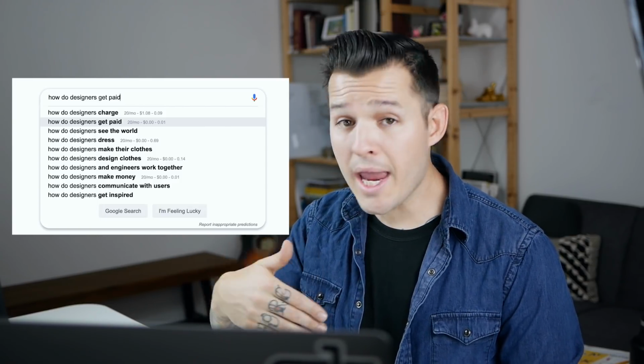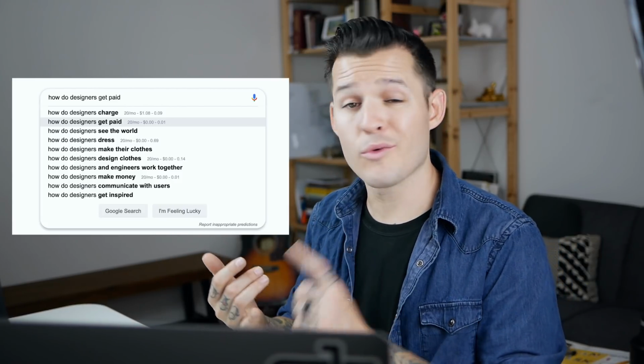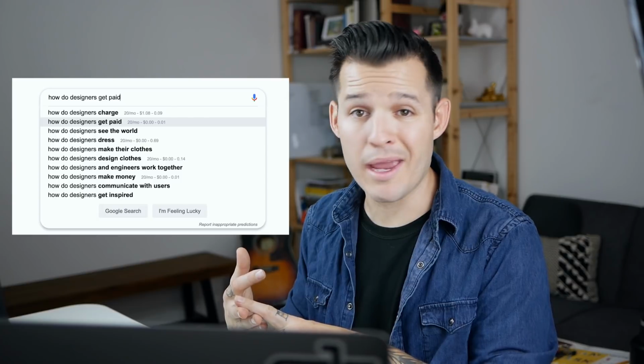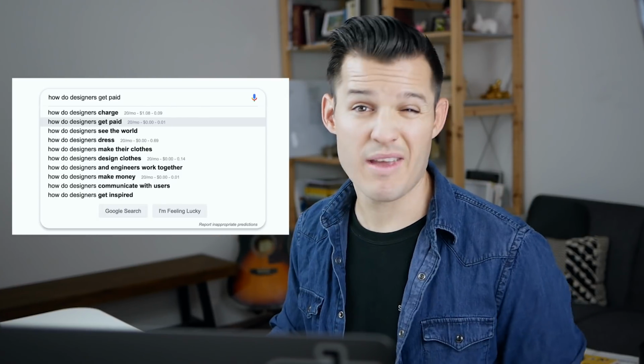And then some people get paid in full once the project's done. Some people have milestones. But how do you get paid? You can get paid through online invoice, check, bank transfer, cash. Cash is good. I like cash. That's how you get paid.